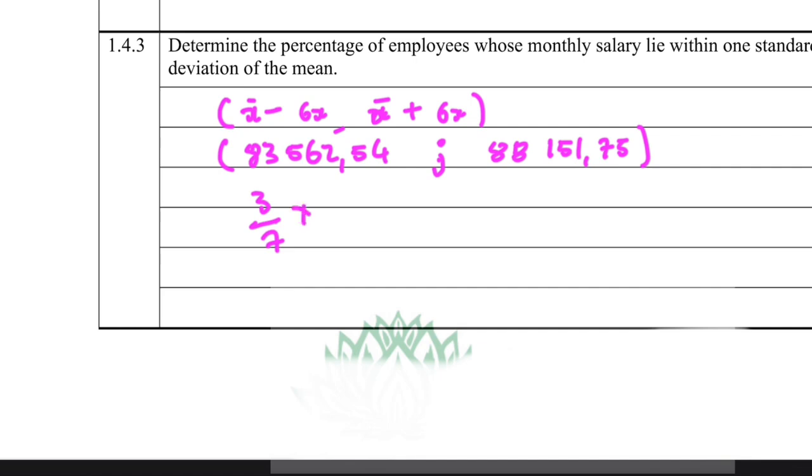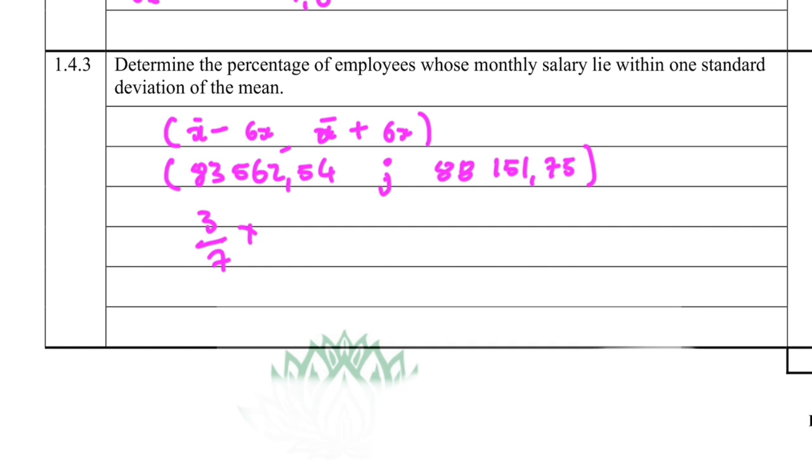So 3 is the people that lie outside one standard deviation. So the people that lie within one standard deviation of the mean is 4. So 4 over 7 multiplied by 100. My calculator is still in stats. 4 over 7 multiplied by 100 is 57.14%. So that is the percentage of employees whose monthly salary lie within one standard deviation of the mean. There we land.